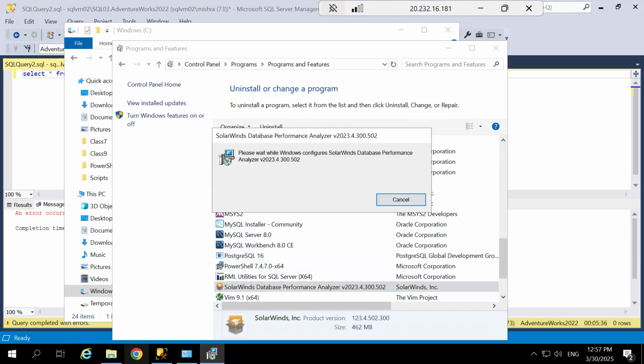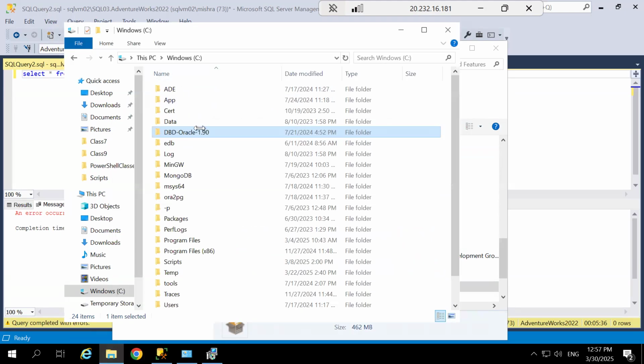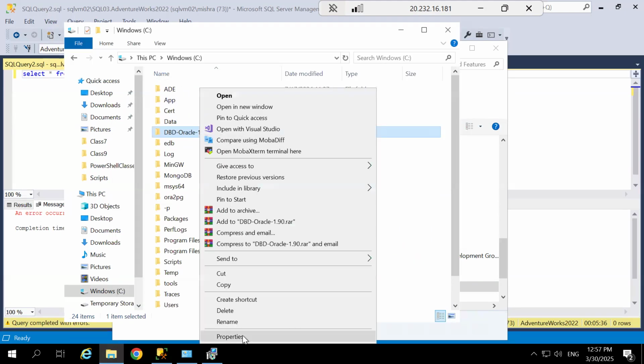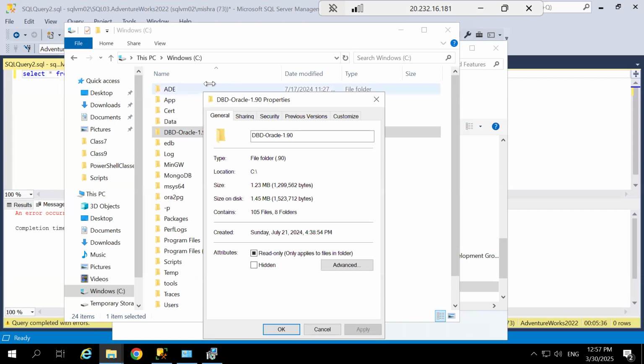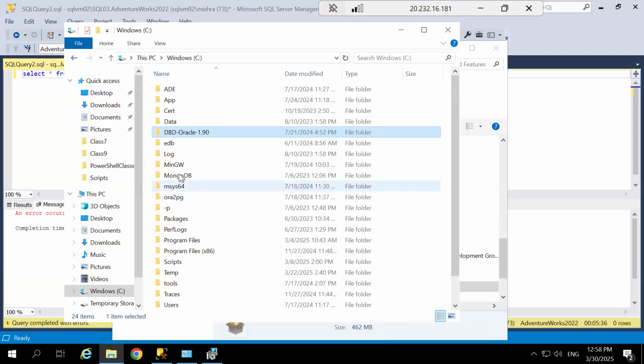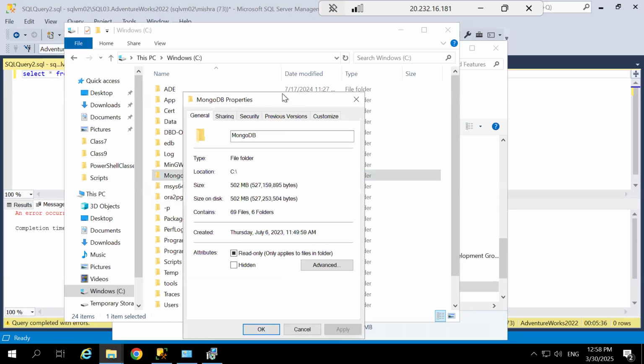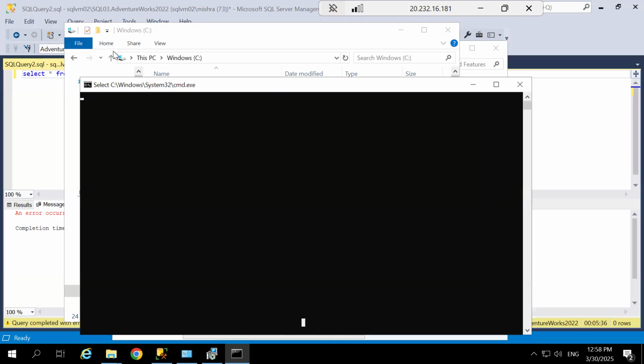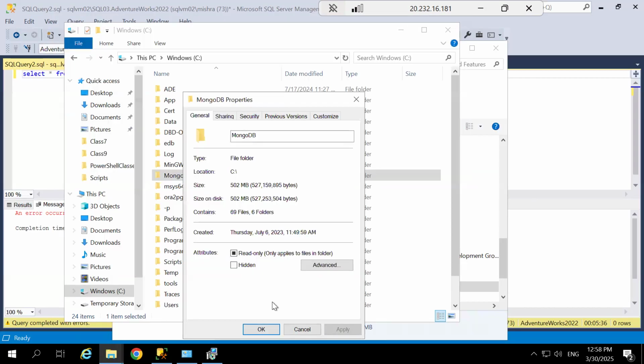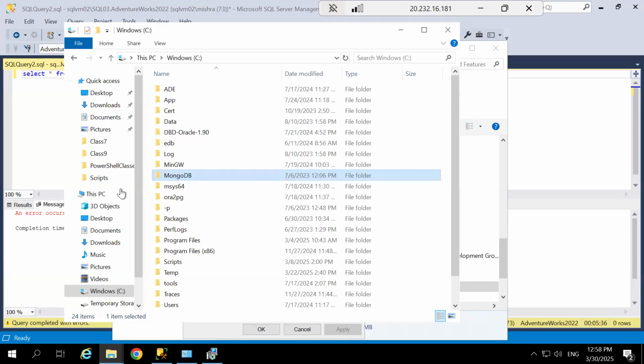I don't know how much space it will release. Let us see what is the size of this folder. It's only 1.23 MB. What is the size of this one? 502 MB. A lot in MBs. It is asking, okay.